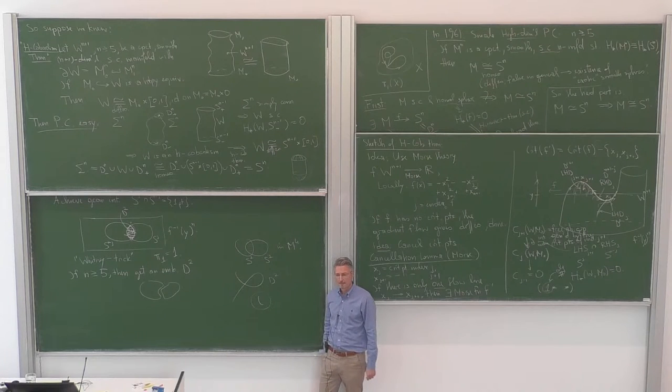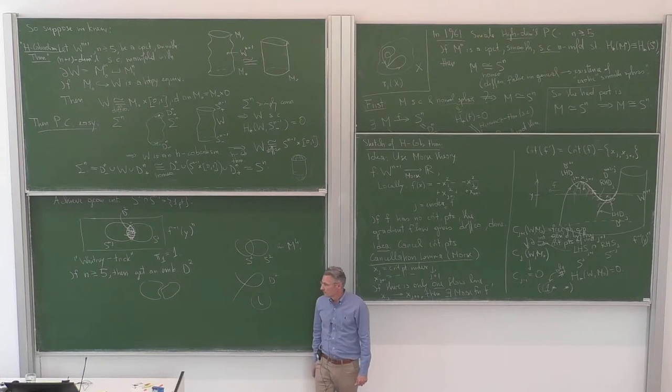Is there any other question? So I have one actually. Is there any indication that Poincaré was thinking about or aware of higher dimensional versions of the Poincaré conjecture? Because the way he stated it is specific to dimension 3.